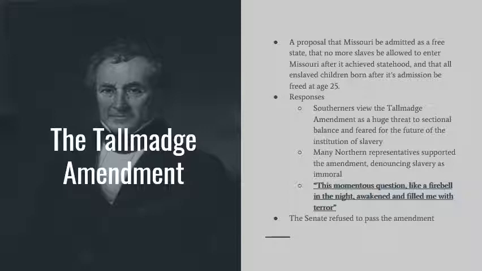In response to this growing crisis, former President Thomas Jefferson said, "This momentous question, like a fire bell in the night, awakened and filled me with terror." What he was saying was that he feared that states were not fully complying with the United States Constitution, that sectional nationalism would win out over the federal government as a whole, and this could lead to the demise of the United States. Ultimately, the Senate refused to pass the amendment, and so Thomas Jefferson's fears were right. A national crisis loomed.